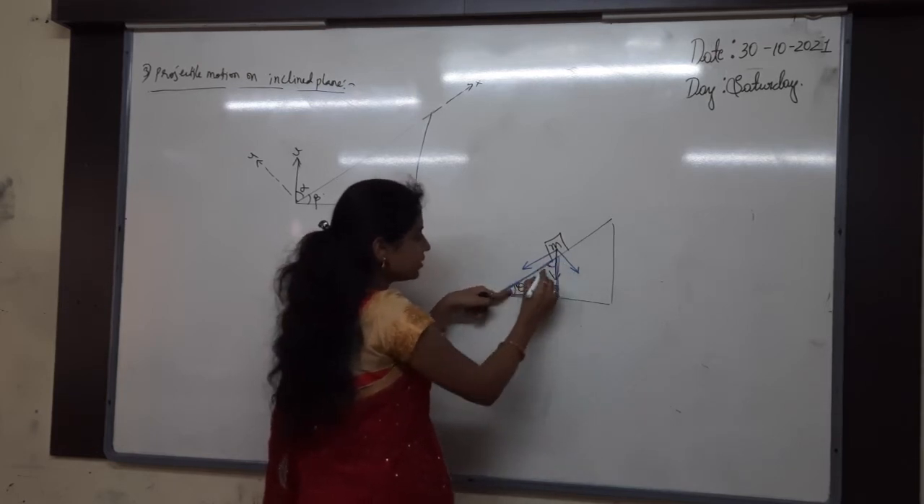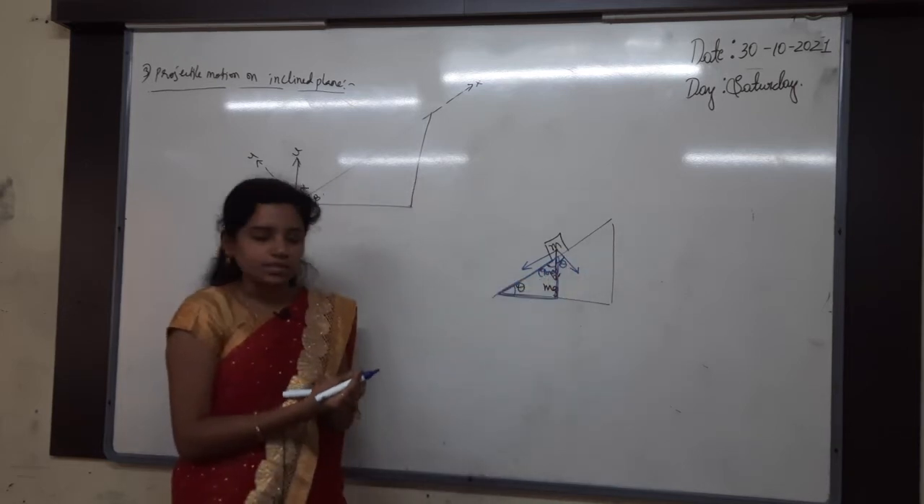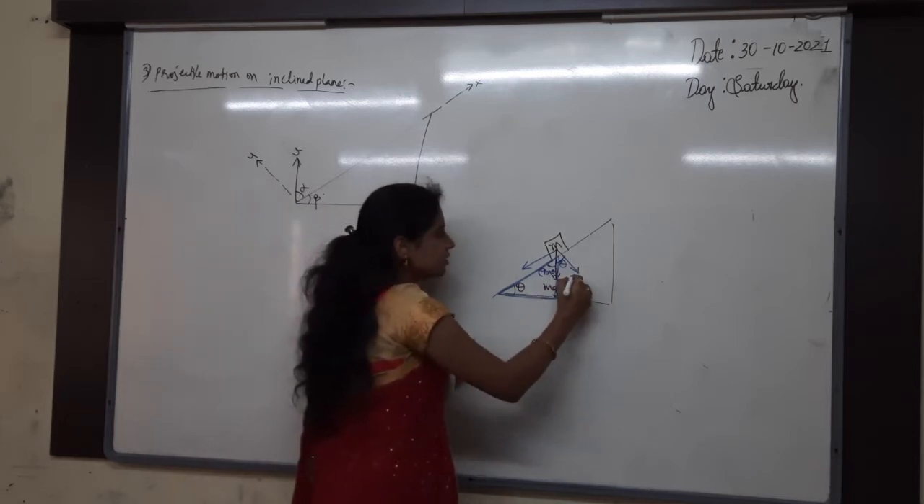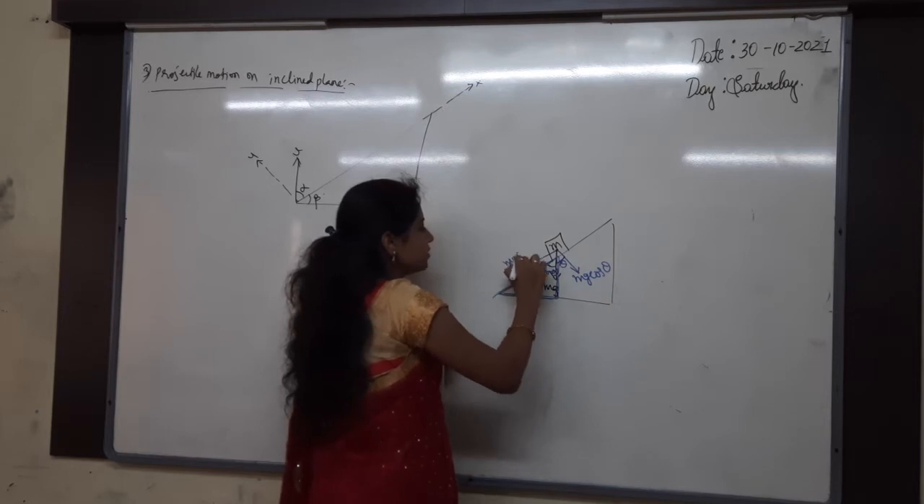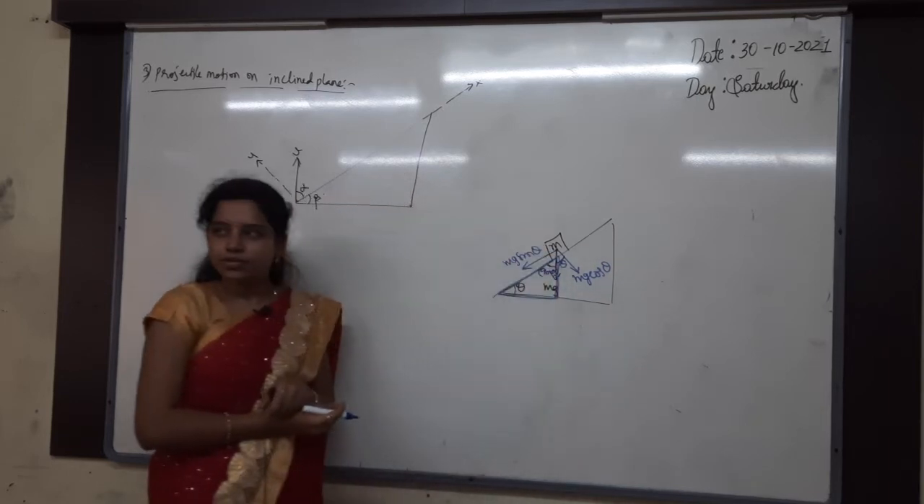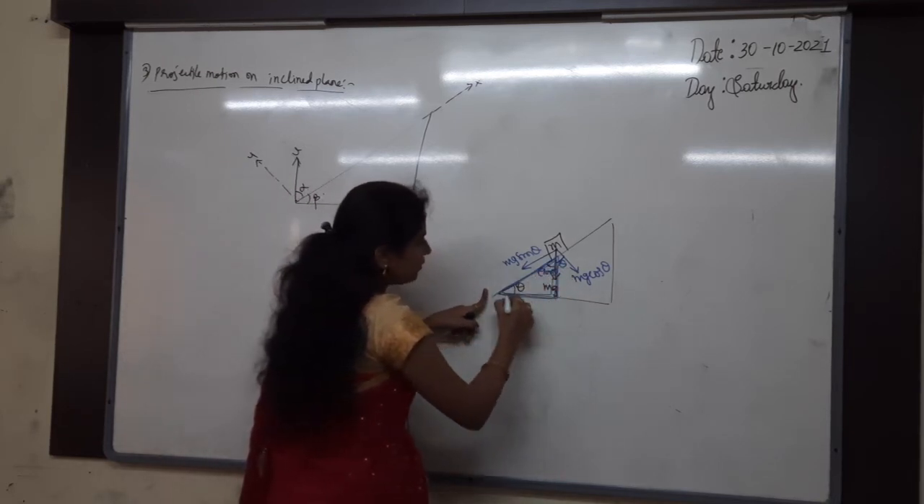Yes, this is theta, means this will be how much? 90 minus theta. If this is 90 minus theta, means this will be what? Theta. That's it, finished. So this is mg, this is theta, means this component will be what? mg cos theta, this will be mg sin theta. You understand, right? Clearly.